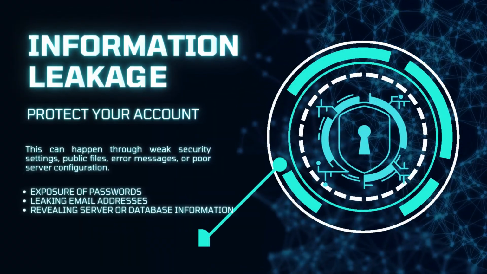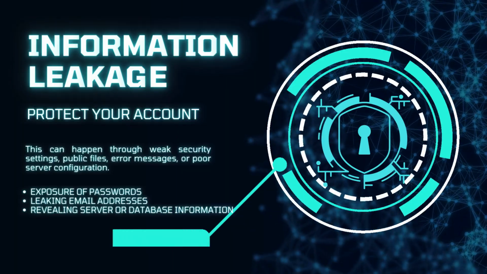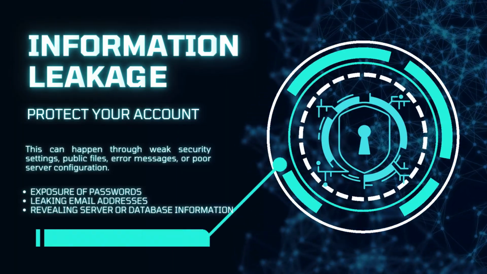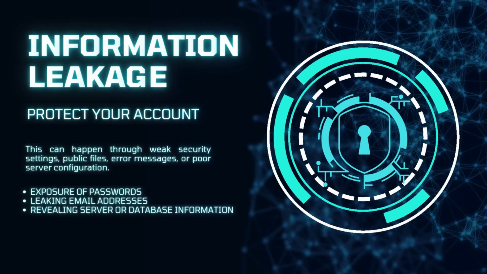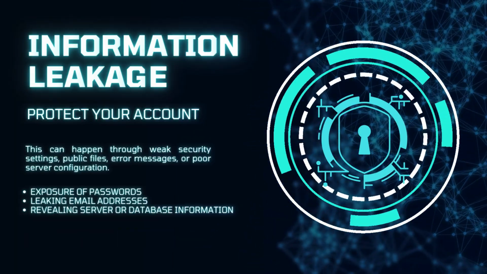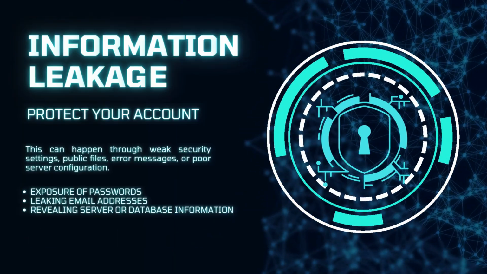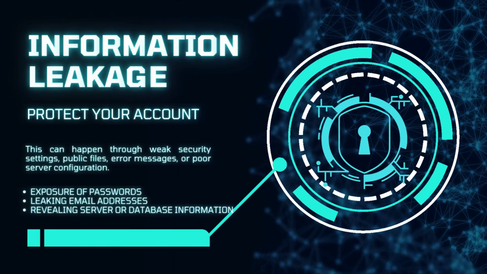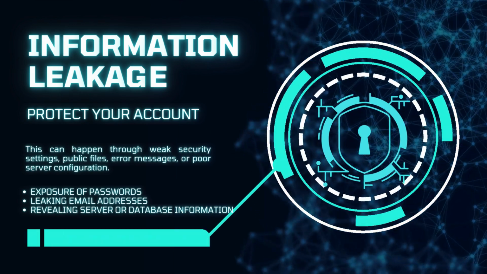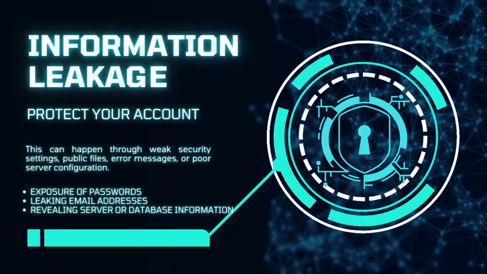Let's start with information leakage. This happens when confidential information is exposed to unauthorized users. How does it work? This can happen through weak security settings, public files, error messages, or poor server configurations. Some possible effects are exposed passwords, leaking image addresses, and revealing server or database information.